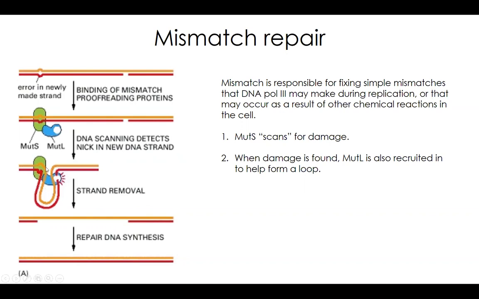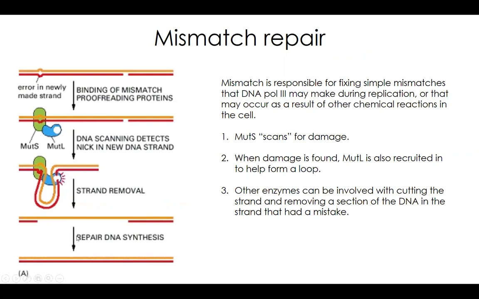MutL, in combination with some other components that can show up, can actually cut the phosphodiester bond of this backbone. So we just cut it. And then the DNA is resected, so exonucleases, or something that will remove the DNA, will come in and remove it prior to this mismatch. After that, the DNA is repaired.